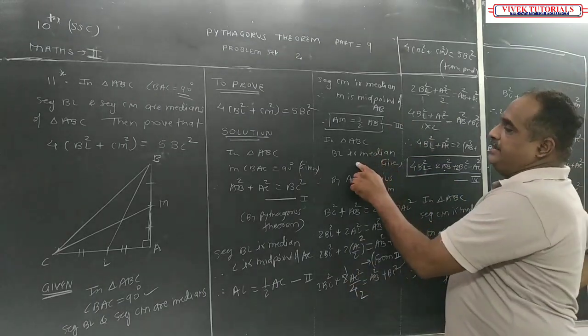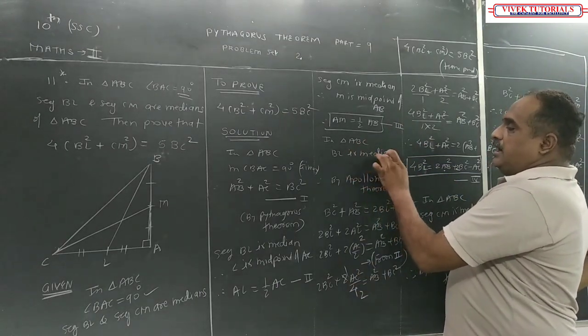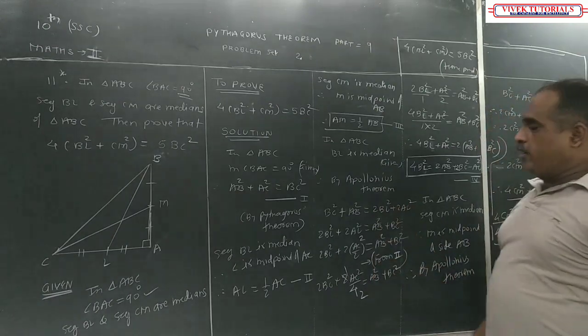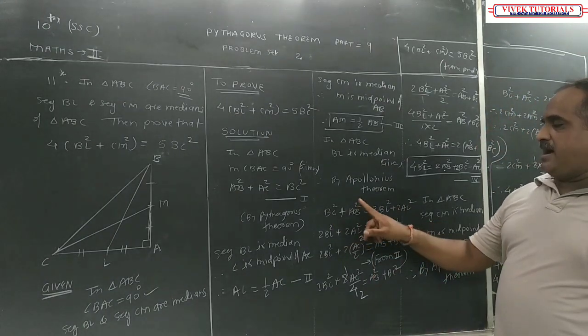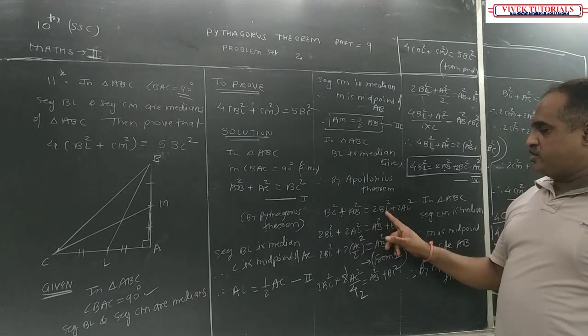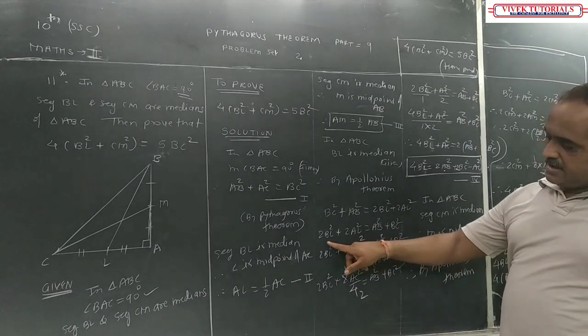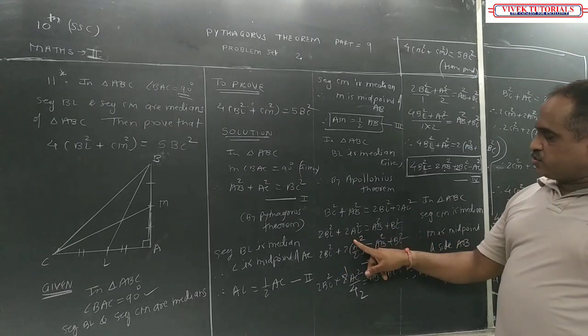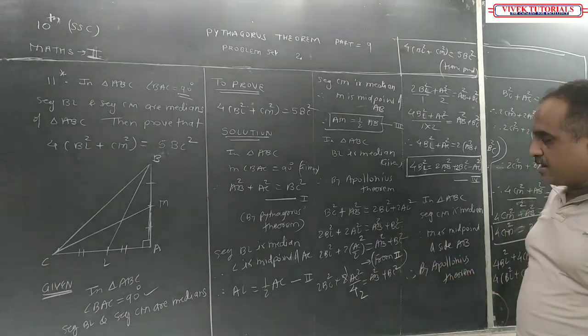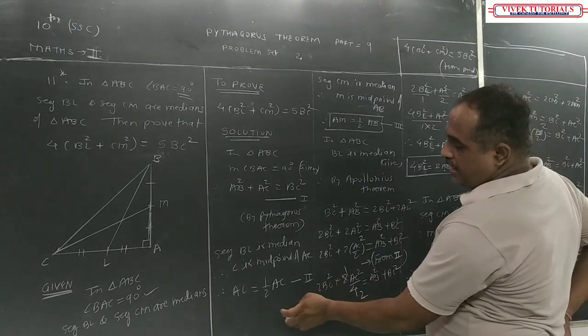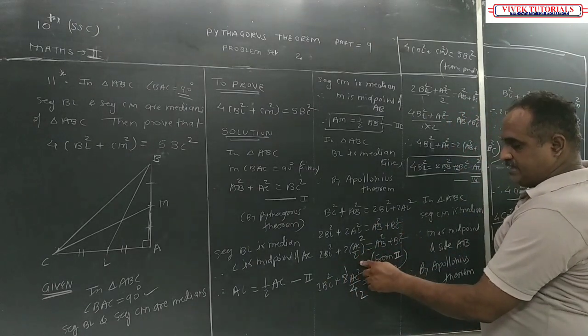And what have I applied? Apollonius theorem. What is Apollonius theorem? AB square plus BC square is equal to 2BL square plus 2AL square. But instead of AL, what are you going to write? Half of AC, AC by 2.